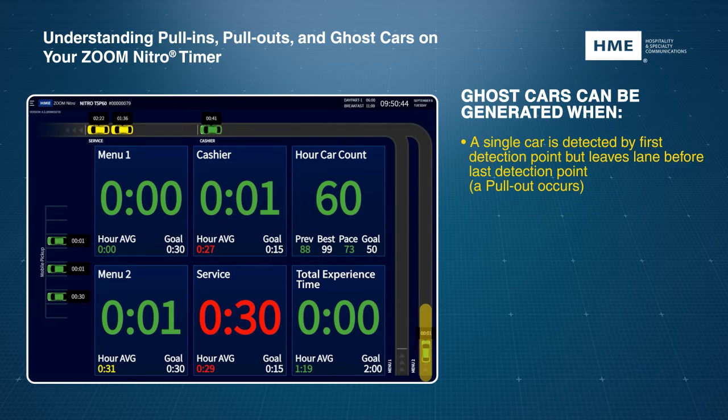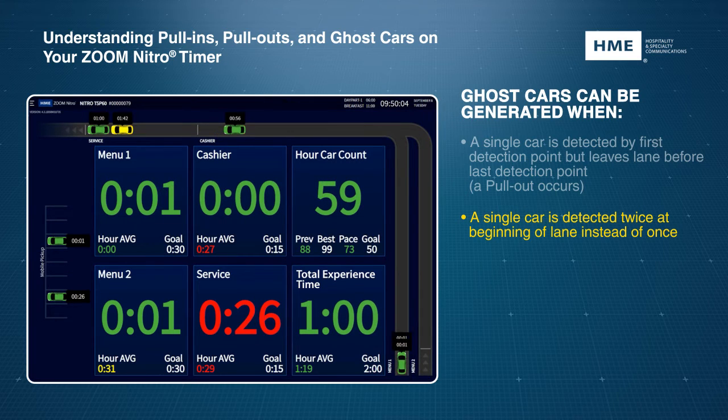A single car enters the lane and is detected by the first detection point, but leaves the lane before making it to the last detection point. This again is known as a pull-out. A single car is inadvertently detected twice at the beginning of the lane instead of once.